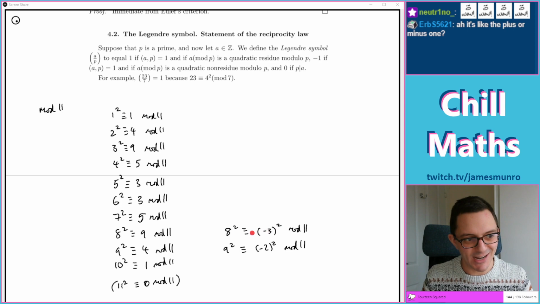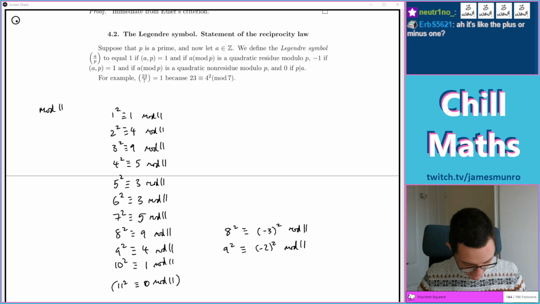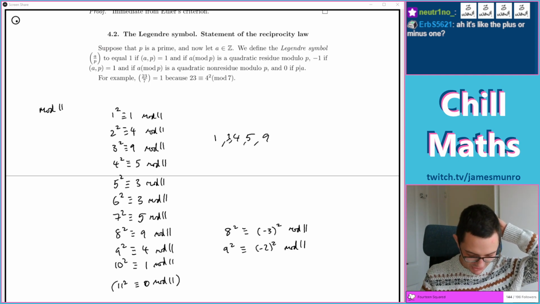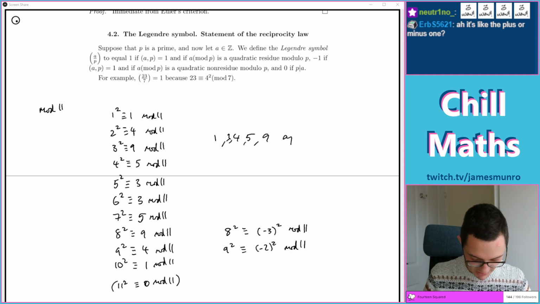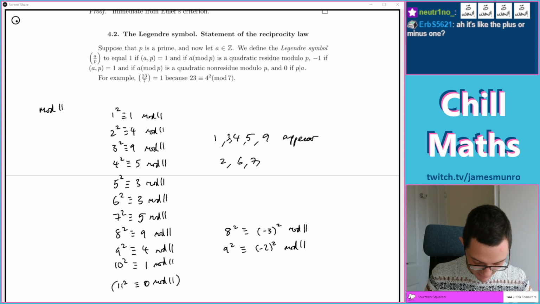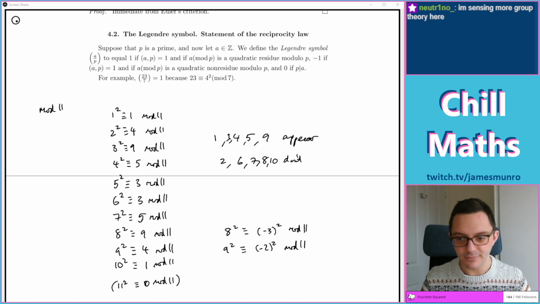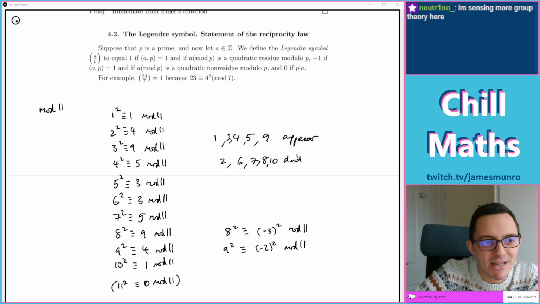Negative 3 is much nicer to square than 8. Anyway, observation: we've hit the numbers 1, 3, 4, 5, 9, which is exactly half of them appearing on the right hand side. 2, 6, 7, 8 don't, and 10 doesn't appear. It's a weird pattern. Half and half. Yeah, some group theory going on.